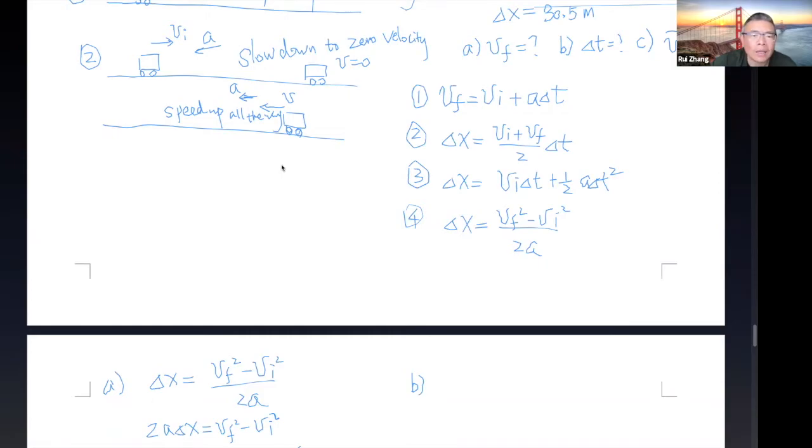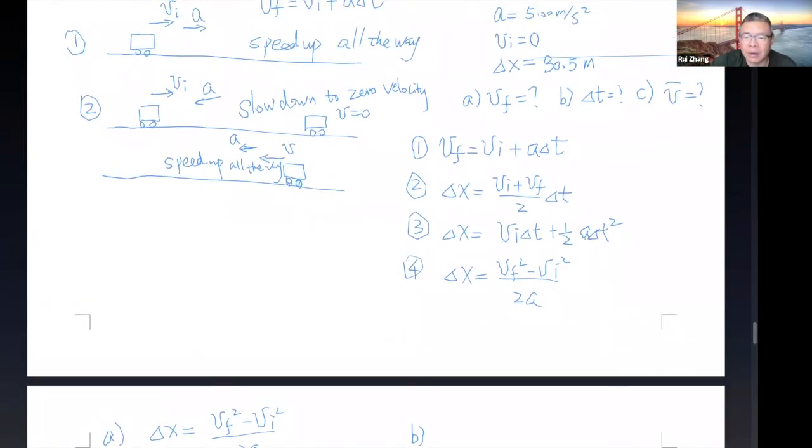Okay, I got a couple answers, like one or two. Actually, in this case, after you got your VF, there are multiple formulas that can help us get delta T. We can certainly use one because we know VI, we know A, and we got VF, and we can solve for delta T. And second one, same thing. We have this delta X, we have VI, VF, we can get delta T. Actually, the third one works as well because we have delta X, VI, and A.